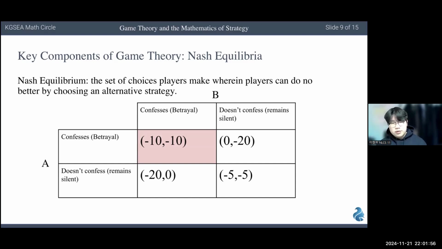Now, for individual utility or outcome, A not confessing and B confessing would result in the highest individual utility for B, but knowing that A will confess to get a better outcome, A and B would both choose to confess, and that would represent the Nash equilibrium.